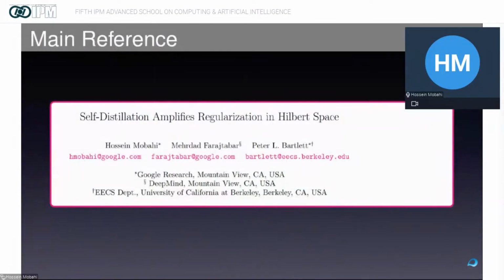Okay, so first I should say that I will try to keep this talk high level. A lot of the details I'll skip because I want to keep it high level. But if anybody is interested in more details, you can look it up. It's on arXiv, and you will find all the proofs and details in there.